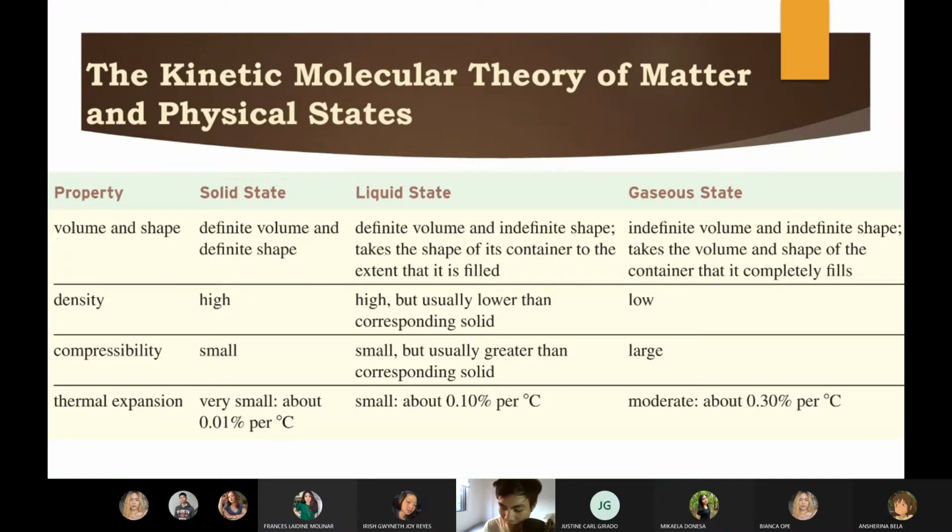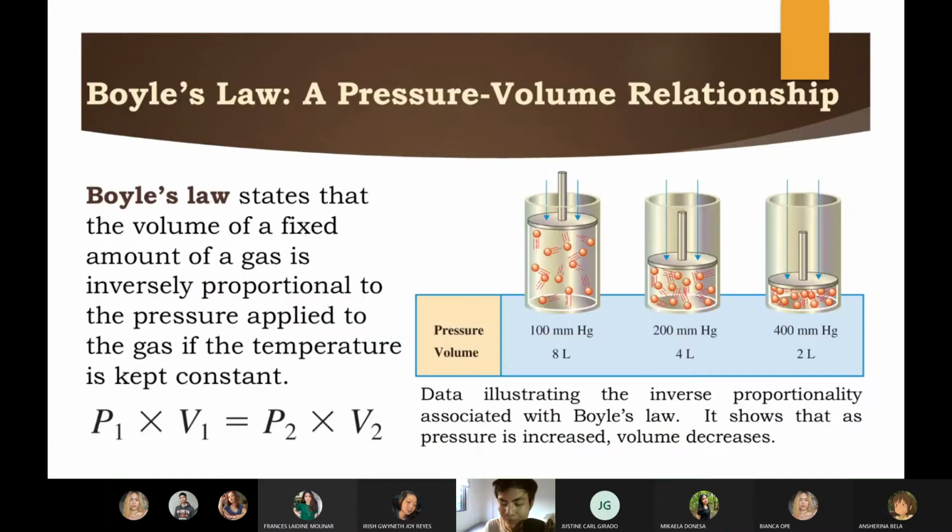Okay? So, the first gas law is the Boyle's law. This is the pressure-volume relationship of the gas. No? So, according to Boyle's law, the pressure and the volume of the gas is inversely proportional. Ibig sabihin, kapag mataas yung pressure, mababa yung volume. Or kapag mataas yung volume, mababa yung pressure. Okay? So, yun yung idea ni Boyle's.